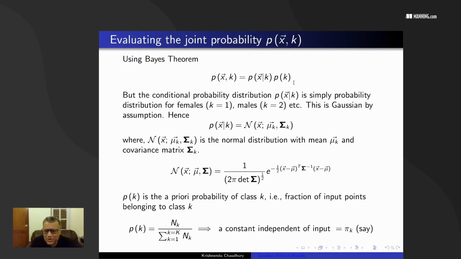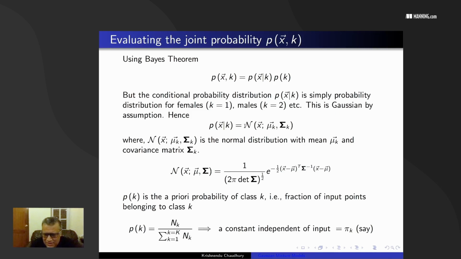But the most important thing to note here is the probability of x given k. For k equal to 1, for instance, this means the probability distribution of females. For k equal to 2, this means the probability distribution of males. We have already assumed that these are Gaussians. That was the starting condition of our problem. Hence, the probability of x given k we have expressed as a normal.